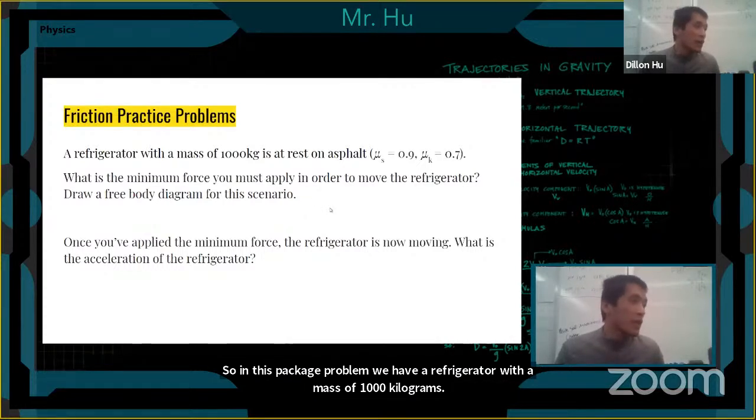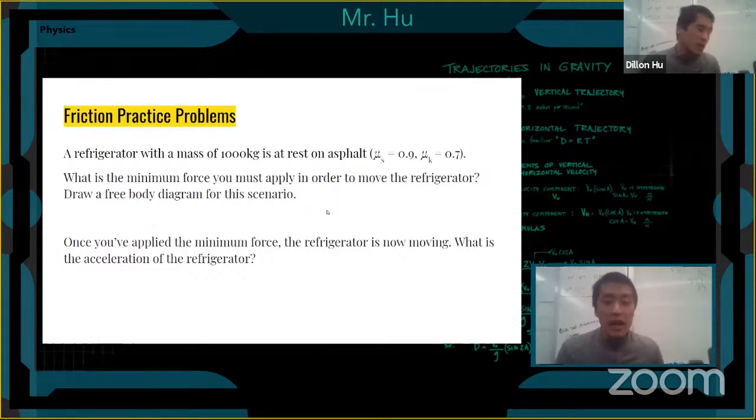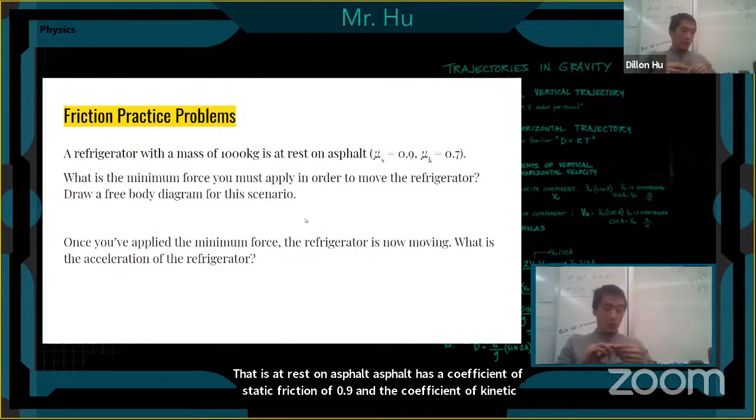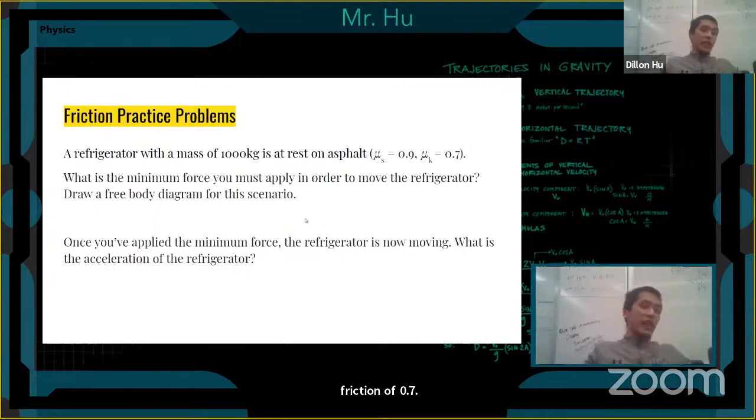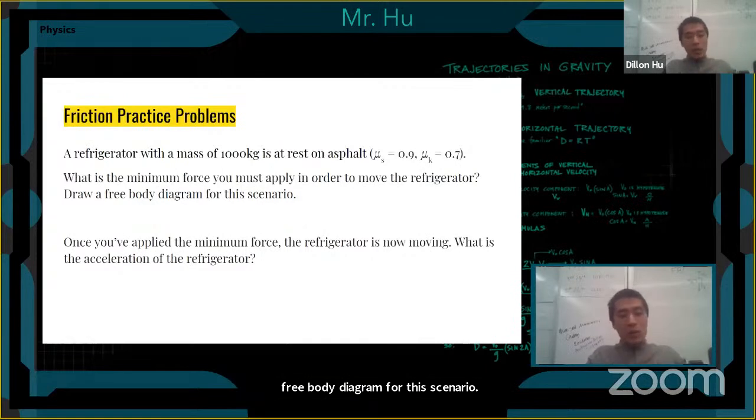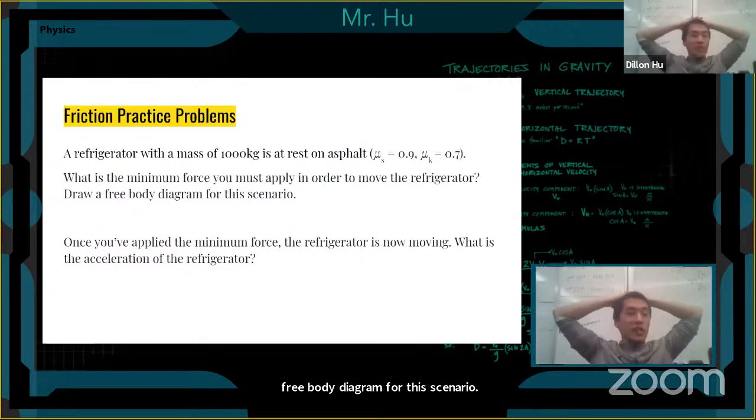Make sure you draw a free body diagram for this scenario. And then once you've applied just over the minimum force, the refrigerator is now moving. What is the acceleration of the refrigerator? For the second one, I just want you to assume that you are applying just the minimum force needed to make it move.